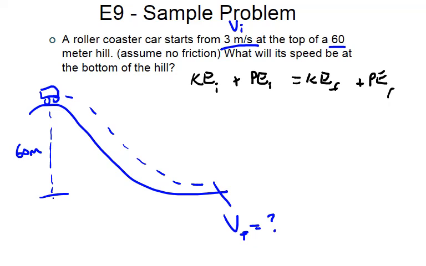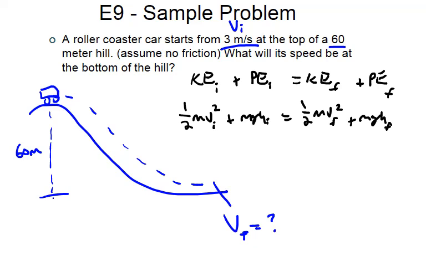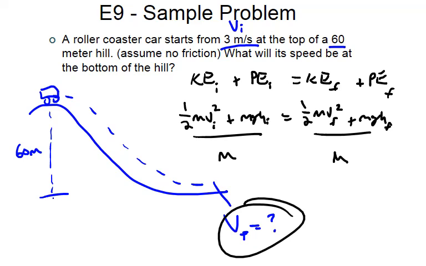So you just need to look on your equation sheet to identify the variables. We have 1/2 m v initial squared plus m g h initial equals 1/2 m v final squared plus m g h final. Now, we don't know the mass, but every single one of these terms has mass. So we can divide both sides by mass and solve for what v final is. Go ahead and pause the clip and finish this, and when you're ready to check, you can hit play to continue.